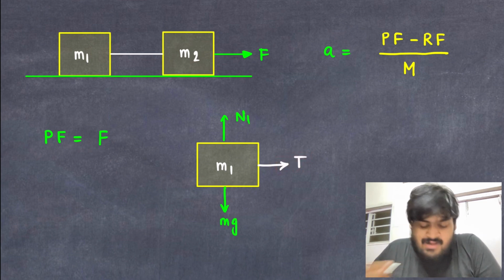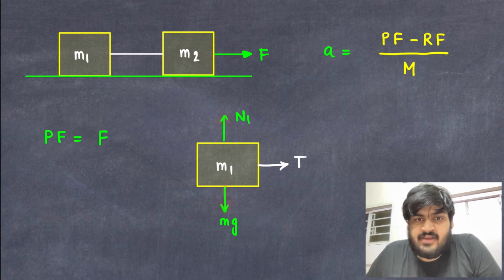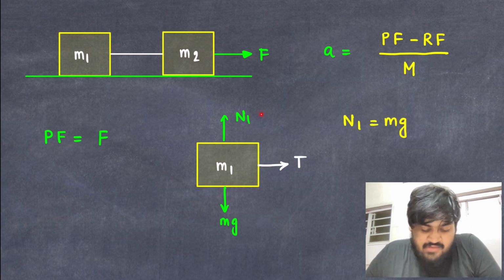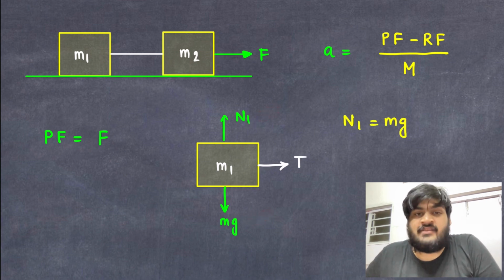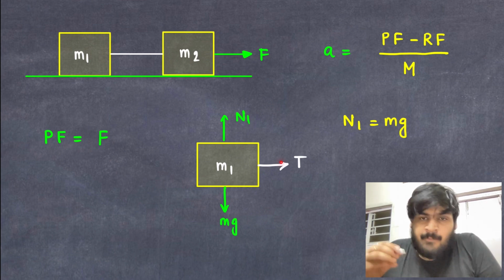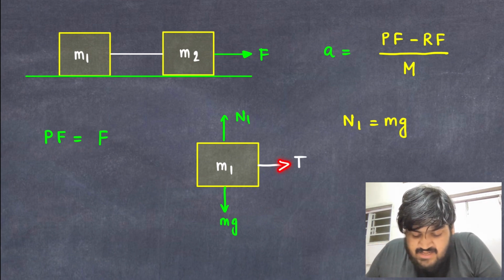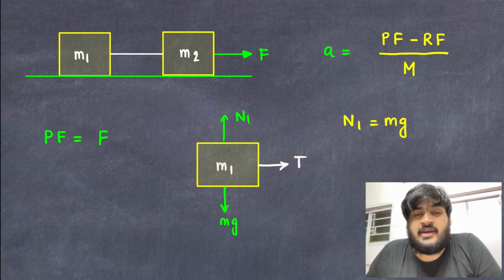You can clearly see that the normal and the weight act in such a manner that these two are balanced. So in the y direction N1 is equal to m1 g. These forces are balanced, so in the y direction there is no net force. Now come to the x direction. Here you can see that the tension T is trying to pull the block of mass m1 forward.